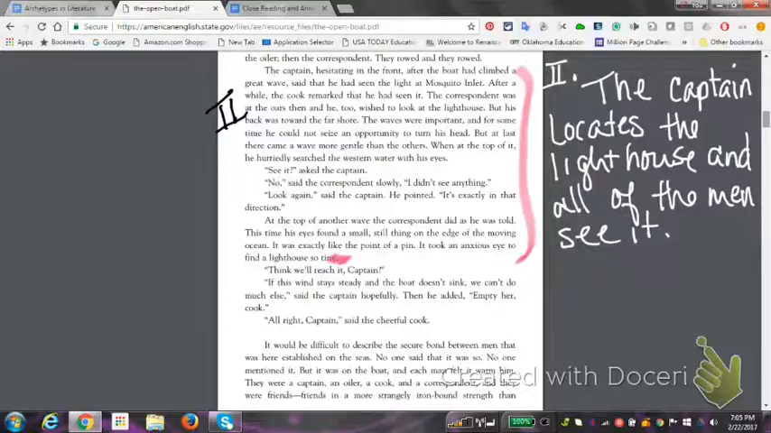Because it's a new action. We actually have the survival of the ship here, okay? And so what you have is the captain telling the cook to empty the boat, right? It would be difficult to describe the secure bond. No, that's going to be now talking about the secure bond between men.